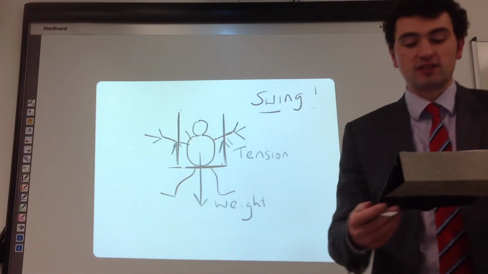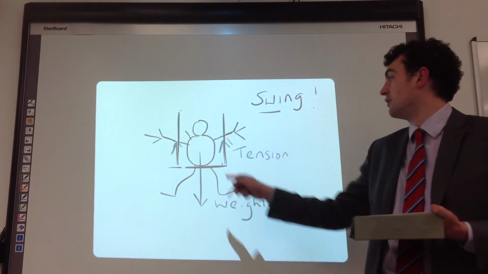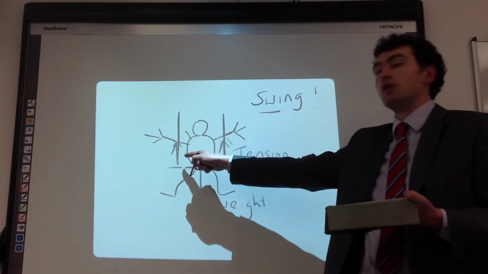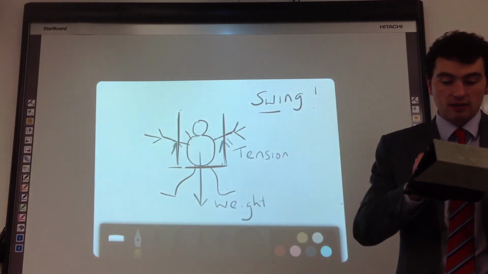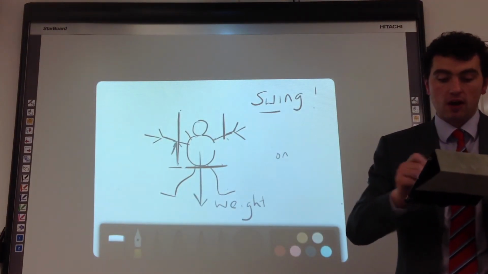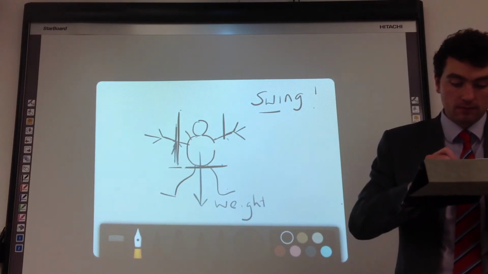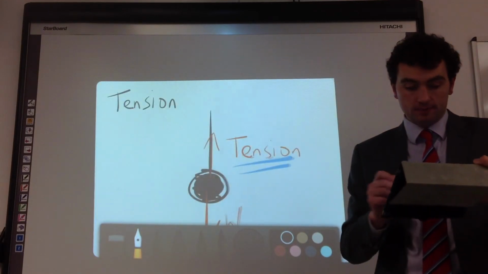If I've got someone on a swing, you often see diagrams like this. So this person has a weight, and the tension in this particular rope, and this rope, is half of his weight. If I come along now and, say for instance, cut that rope there, what will happen is the tension in the other side of the rope will have to double, or else he will fall down. So that's tension in ropes.